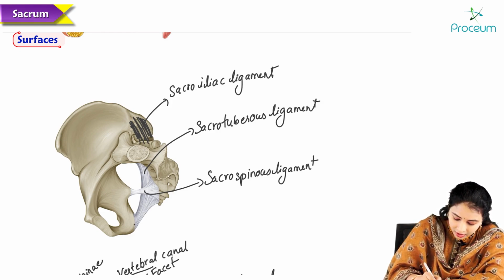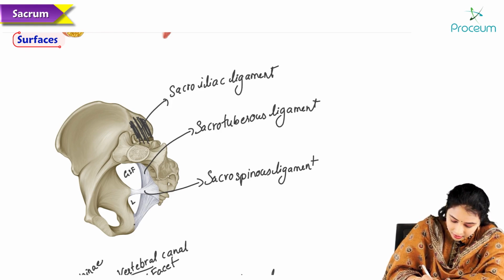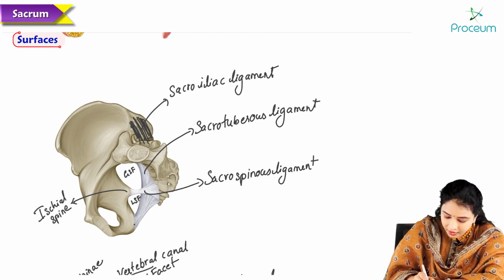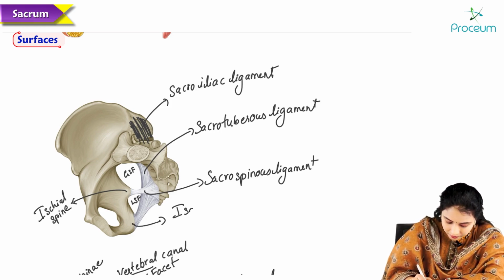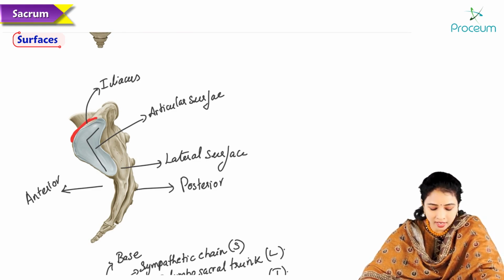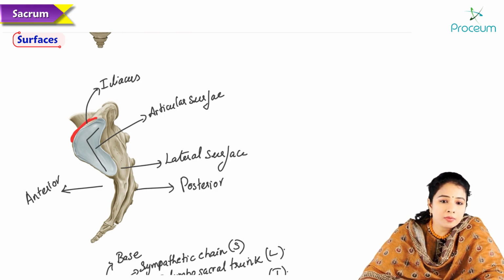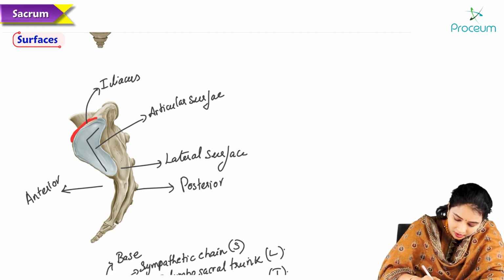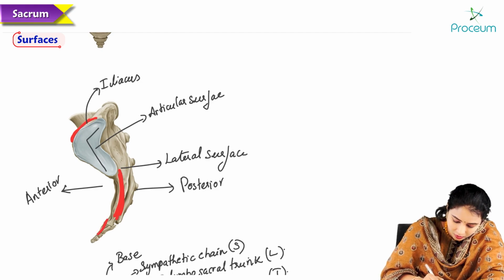which converts the greater sciatic notch into the greater sciatic foramen, and here is the lesser sciatic foramen. This is the ischial spine, where the sacrospinous ligament attaches, and this is the ischial tuberosity. The ischial tuberosity provides attachment to the sacrotuberous ligament. Apart from these ligaments, the sacrum also provides origin to gluteus maximus and coccygeus muscle. Gluteus maximus attaches from the posterior aspect on the lateral side, and below would be the coccygeus.